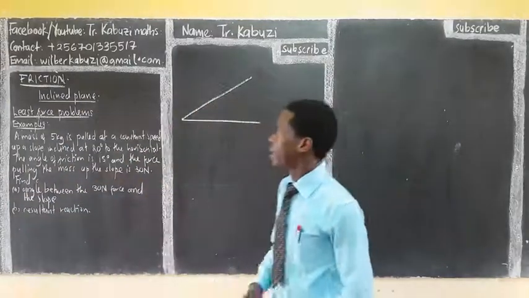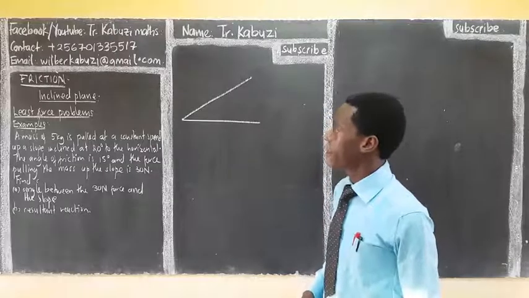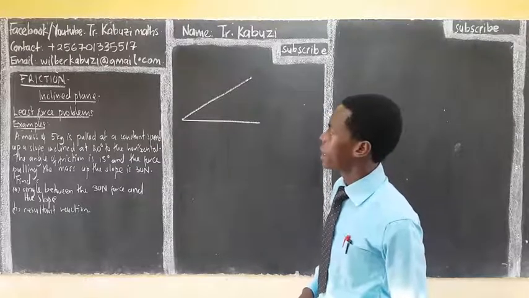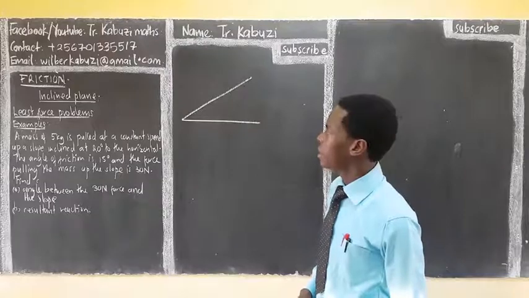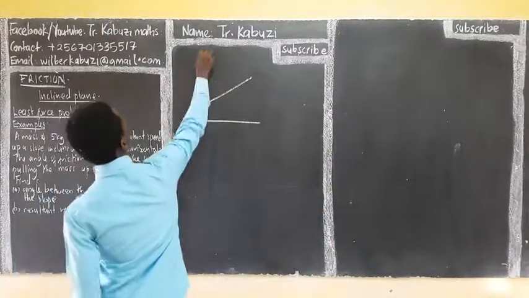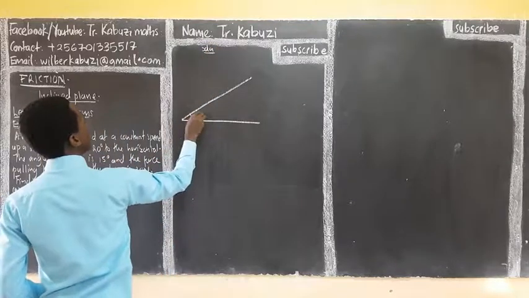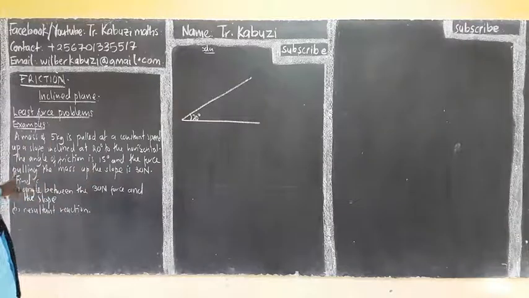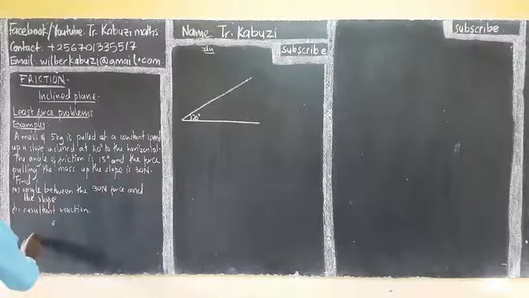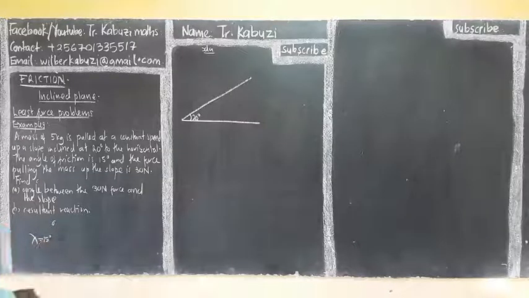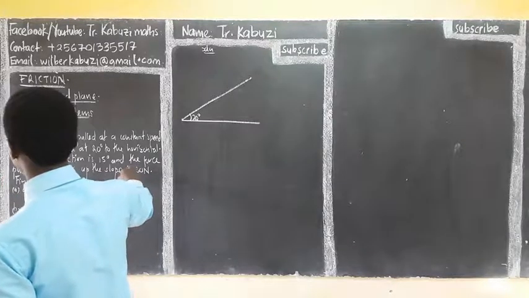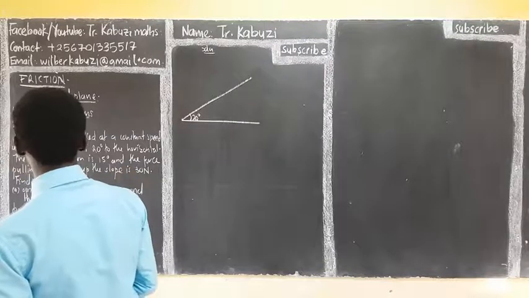Okay, let us handle this one. It says a mass of 5 kilograms is pulled at a constant speed up a slope inclined at 20 degrees. So in our solution, I'm going to have my slope inclined at 20 degrees to the horizontal. The angle of friction is 15 degrees, and the force pulling the mass up the slope is 30 newtons.